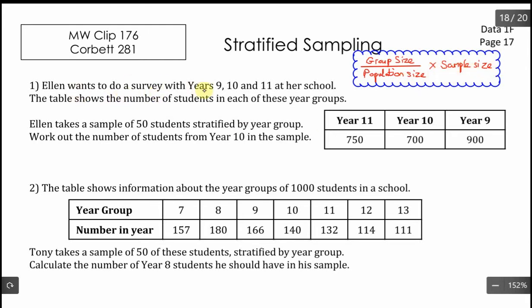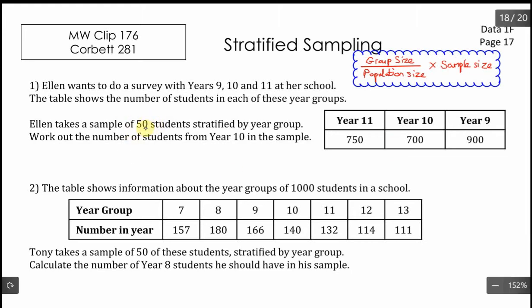Ellen wants to do a survey with years 9, 10 and 11 at her school. The table shows the number of students in each of these year groups. Ellen takes a sample of 50 students stratified by year group. Stratified just means grouped. Work out the number of students from year 10 in the sample. So you can see that year 10 is the smallest year group in Ellen's school, and therefore in her sample it should take up the smallest proportion of those 50 people, so there should be fewer year 10 students in her sample than the other 2 years.